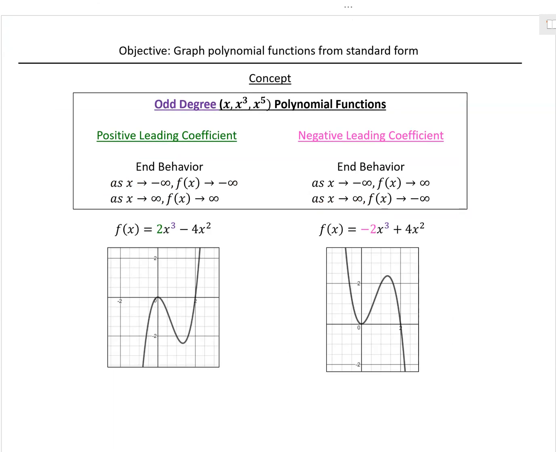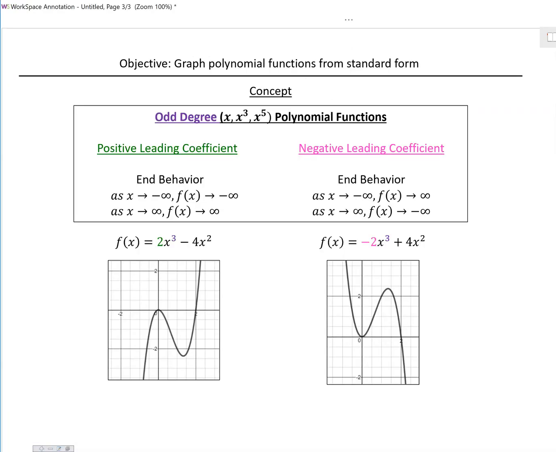So we've seen this before also, that our odd degreed functions have end behaviors that go opposite directions. So one goes to positive infinity, the other goes to negative infinity. If the leading coefficient is positive, then the right end goes to positive infinity. If the leading coefficient is negative, the right end goes to negative infinity.